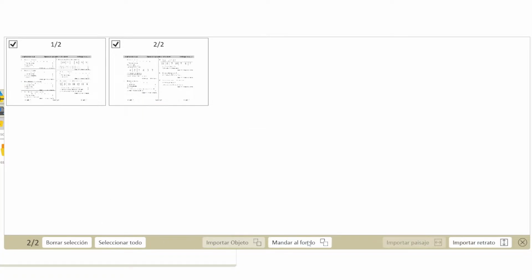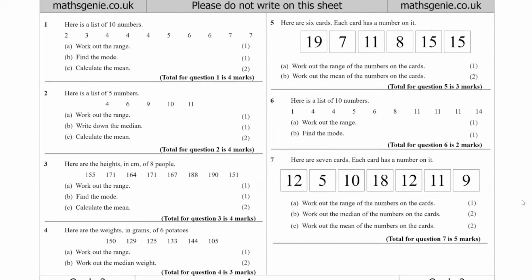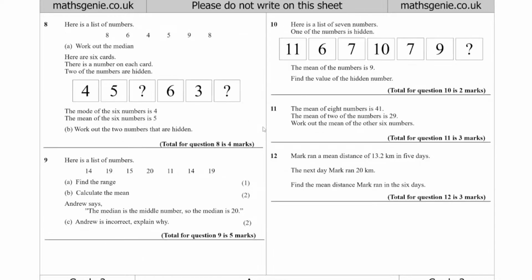This is from Maths Genie. If you go onto their GCSE revision and search, like I do with Control F, it opens up a search bar, and I type in something like mode, you can find this. So the one I was thinking of was these few here, the ones at the end. So I'll look at 10 first. Here is a list of 7 numbers. One of the numbers is hidden. We'll look at the other one afterwards because it's got 2 missing ones. The mean of the numbers is 9. Find the value of the hidden number. I don't know if that's the type of thing you're looking for.